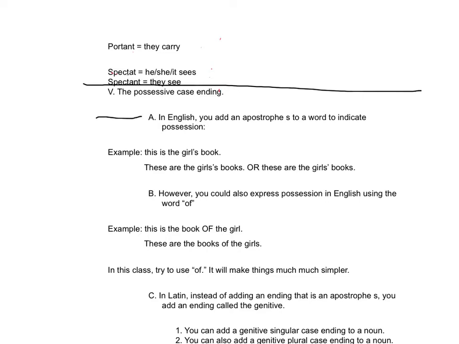In English, you add an apostrophe S to a word to indicate possession. For example, this is the girl's book, and that apostrophe S is really the same as a case ending. It is, in fact, a case ending that you add in English. You may not think about it like that, but remember, as you read in the introduction, English and Latin are both derived from the same mother tongue, Proto-Indo-European. It's about 6,600 years ago that language was hypothetically or theoretically spoken. We can't know for sure, but that's what linguists would argue.